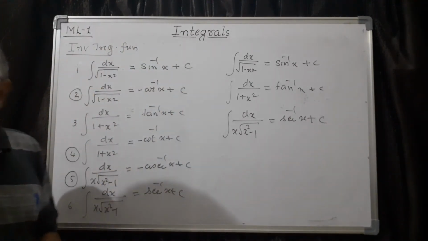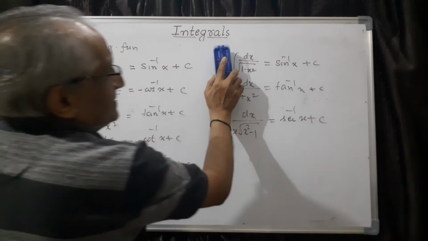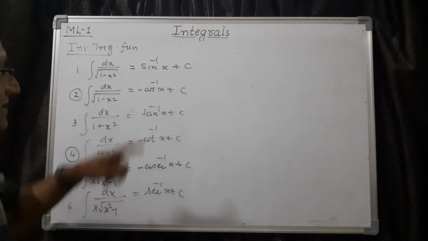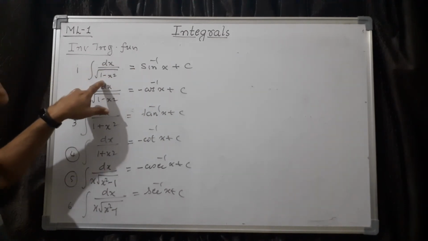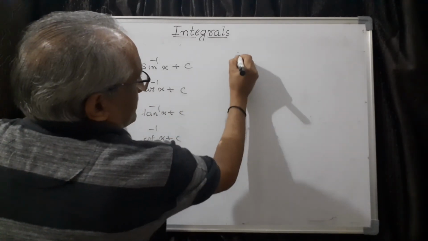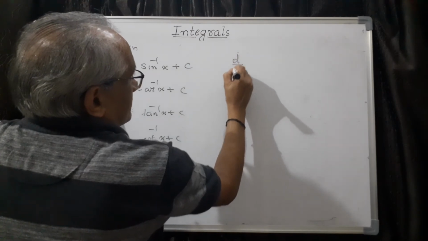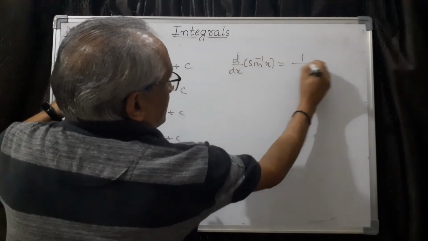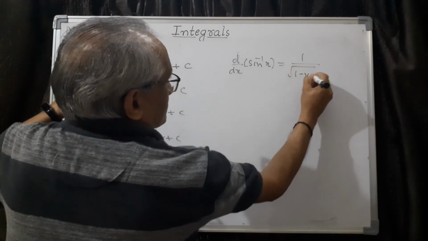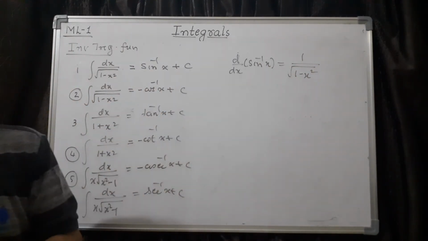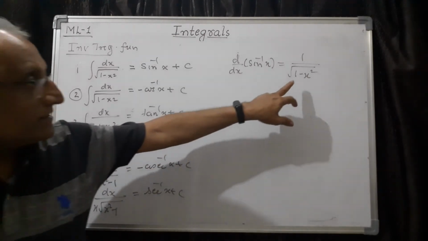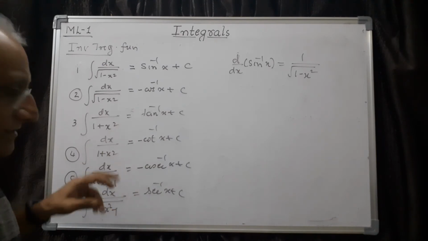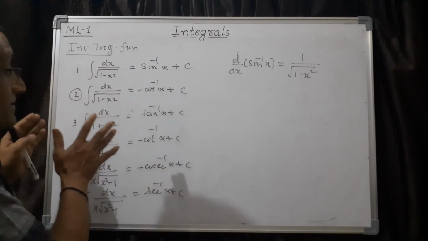Now once again, how do you get this? Just differentiate the right side, and you will understand yourself. What is the differentiation of sine inverse x? 1 by square root of 1 minus x square. This we know already: d by dx of sine inverse x is 1 by square root of 1 minus x square. We have seen the differentiation of inverse trigonometric functions. Therefore, the integration of this must be sine inverse x. Exactly the same way for the other three. I need not explain once again. This is the second set.